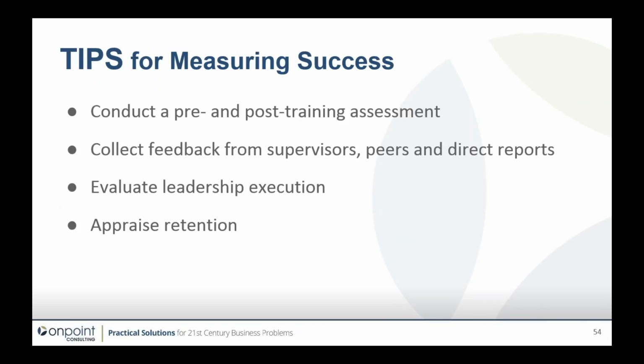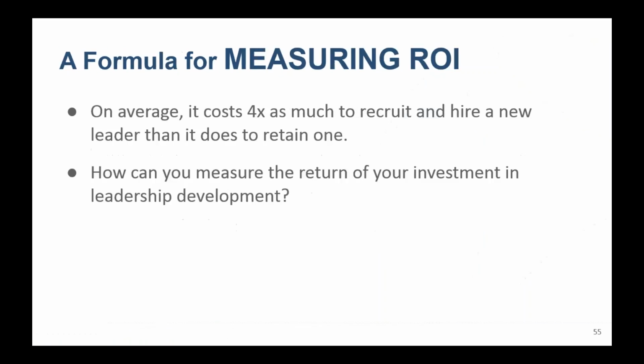In addition, taking a look at pre- and post-training assessments are also good ways to determine if the training is taking and if they are in fact improving in key areas. Collecting feedback from supervisors, direct reports, and peers. Again, the 360 data is a good use for that. Evaluating leadership execution and operational performance, and then taking a look at retention overall.